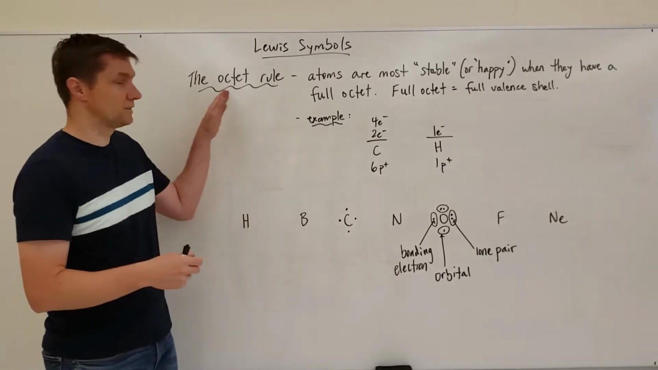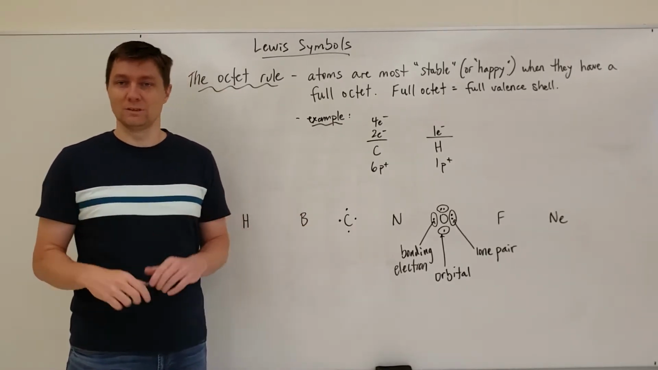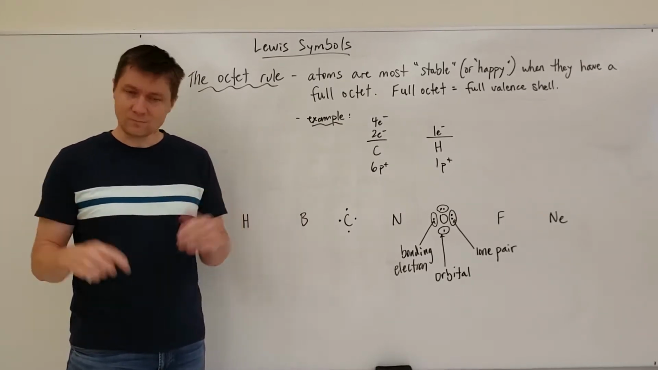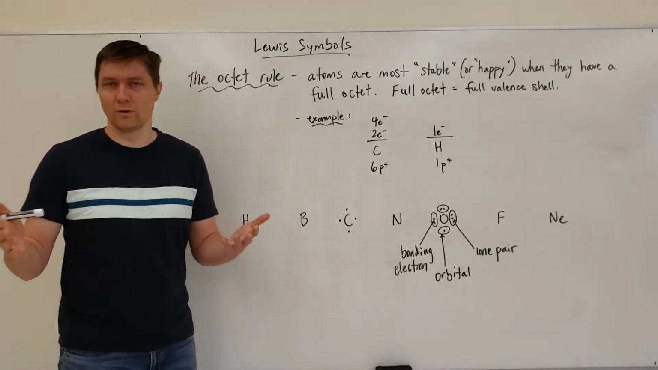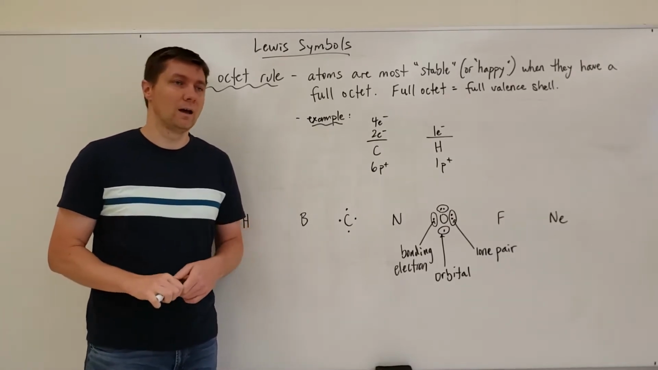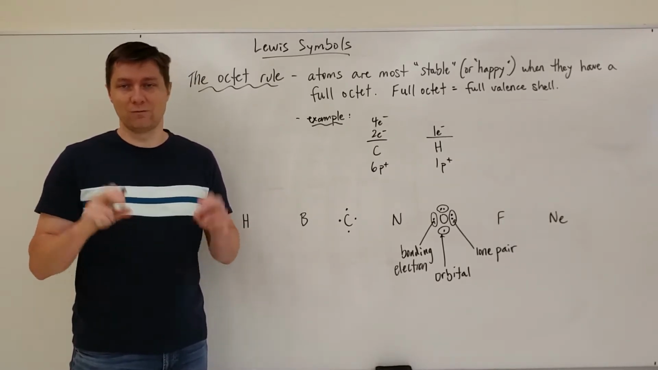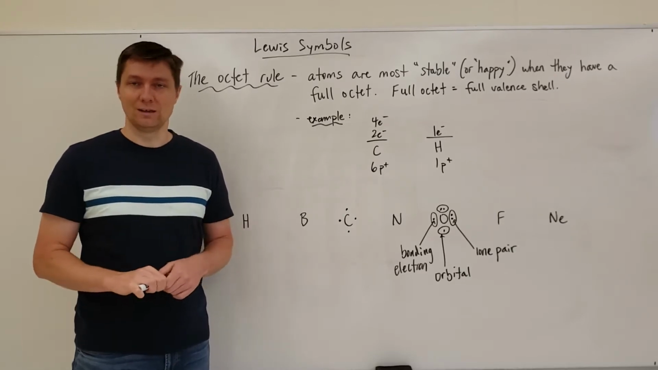That's why we call this the octet rule, because 8 and oct mean the same thing. So the octet rule for most atoms means that the atom is going to have 8 electrons in its valence shell in order to be stable or happy. There are two atoms on the periodic table that have a full octet without having 8 electrons, and those are hydrogen and helium.